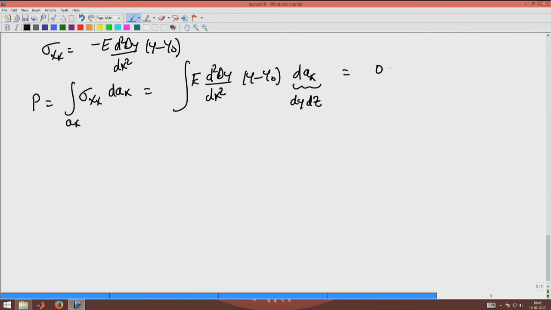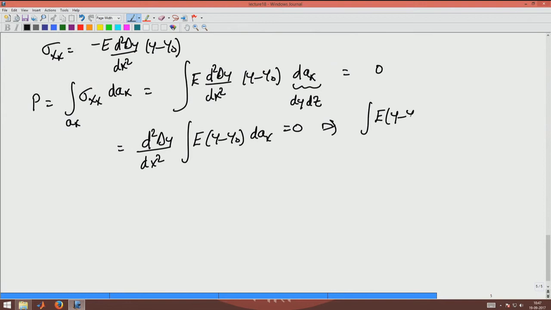Now, the integration with respect to y and z is independent of x. So, I can pull d square delta y by dx square outside the integration. So, this will be E times (y minus y naught) dAx is equal to 0. Since d square delta y by dx square cannot be identically 0, this will imply that the integral of E times (y minus y naught) dAx has to be equated to 0.